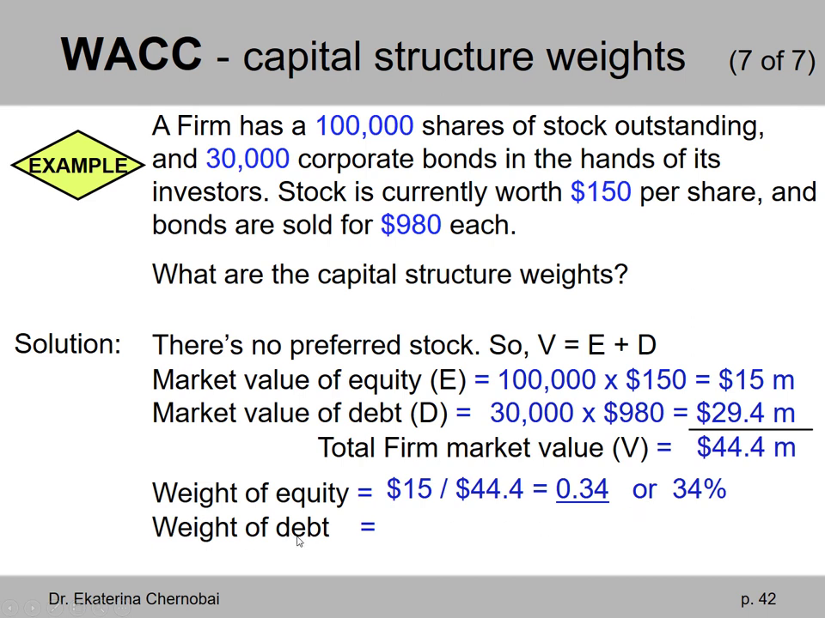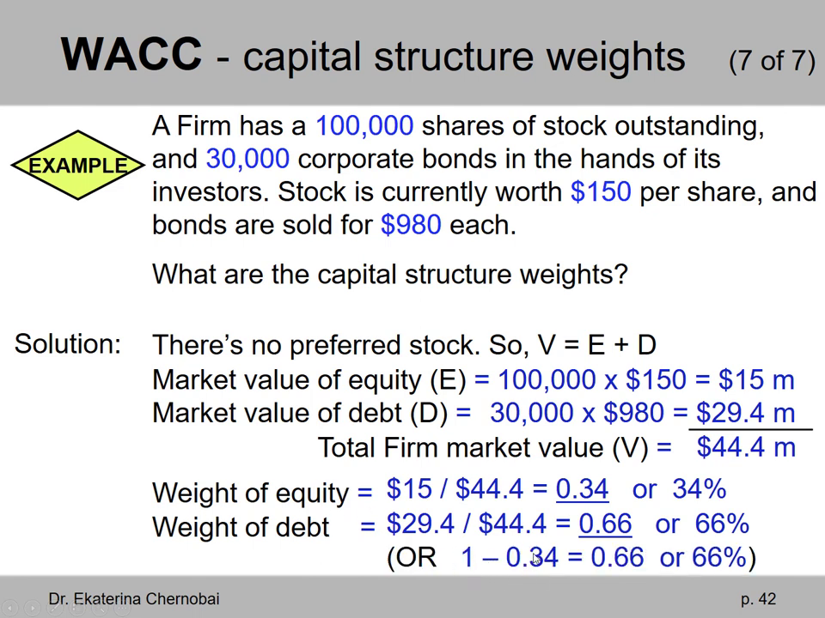And the weight of debt is calculated similarly. We take 29.4 million, the market value of debt, and divide by 44.4 million, the market value of the entire firm, which gives 0.66 or 66%. Of course, there's one more way of calculating the weight of debt once you already have the weight of equity. You can just take 1 and subtract the weight of equity in decimals, 0.34, which gives 0.66 or a 66% weight of debt.